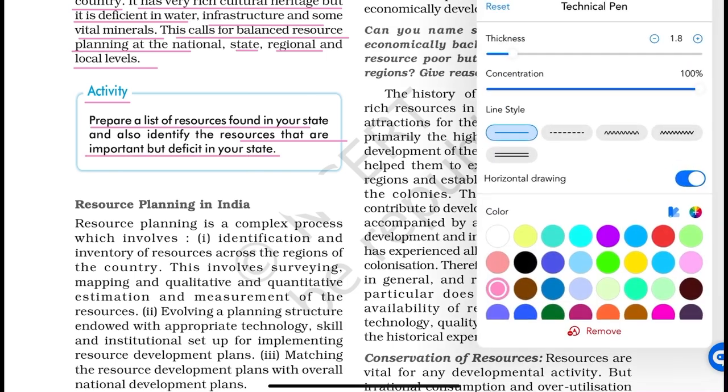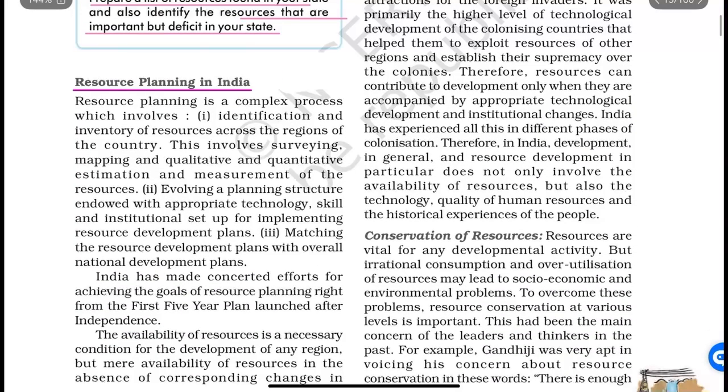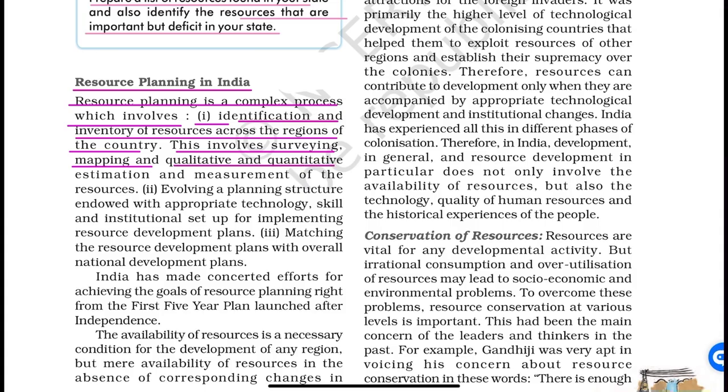Next topic is resource planning in India. Resource planning is a complex process which involves first identification and inventory of resources across the regions of the country. This involves surveying, mapping, and qualitative and quantitative estimation and measurement of the resources.